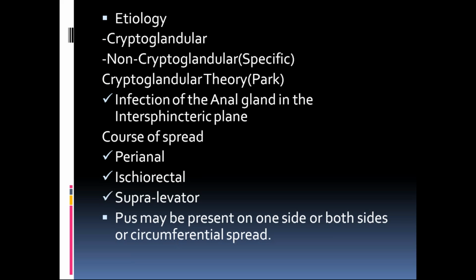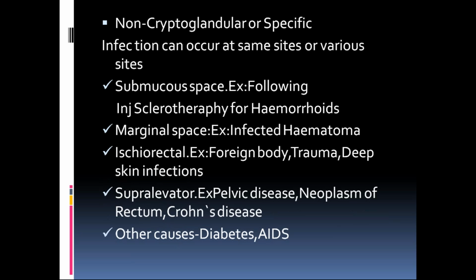Okay. So the infection can occur at the same sites where I have told you, supralevator, perianal or ischiorectal, and it can occur at the other sites also, what I have discussed, the submucous space. An example for that is following an injection sclerotherapy for grade 1 hemorrhoids.